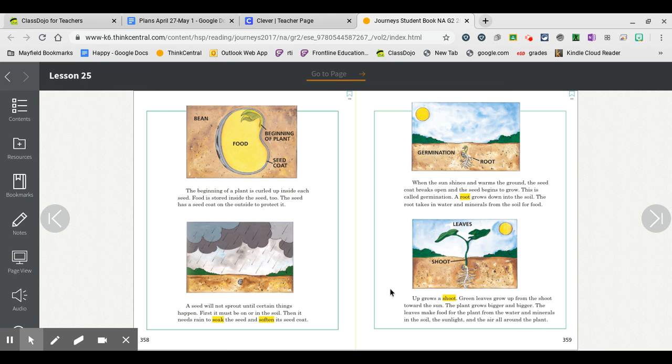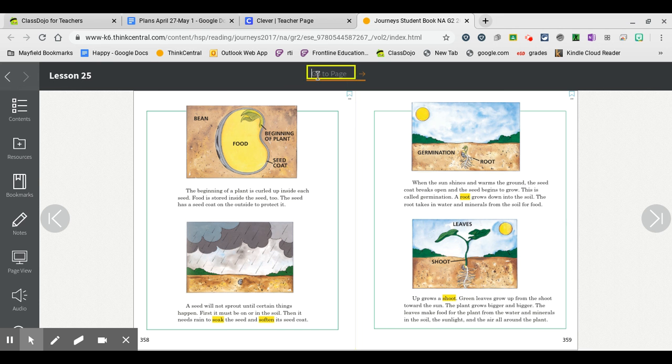Down below, we see another diagram. What is the purpose of this diagram? Yes, it helps us understand what a shoot is. Up grows a shoot. Well, now we can see what a shoot looks like and how the leaves use the sun to make food.